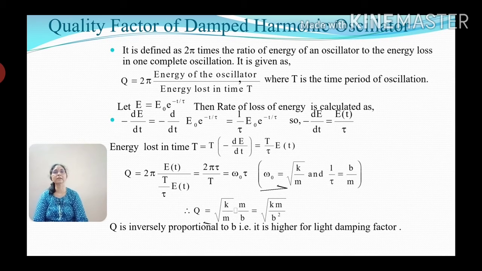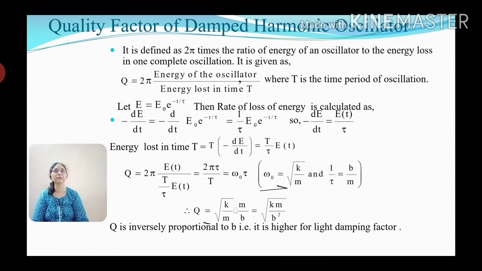Now, let E is equal to E 0 e raised to minus t upon tau. When we differentiate it with respect to time, that is the rate of loss of energy, we get 1 upon tau E 0 e raised to minus t upon tau. How did we get it? We differentiate e raised to minus t upon tau, which gives 1 upon tau e raised to minus t upon tau. Of course, the negative sign is there, which is multiplied with the minus sign outside d by dt, and that becomes plus. So, minus dE by dt is E of t upon tau, because E of t is E 0 e raised to minus t upon tau.